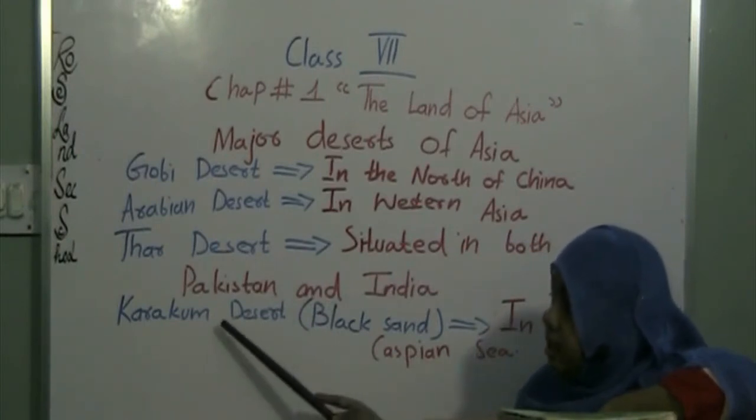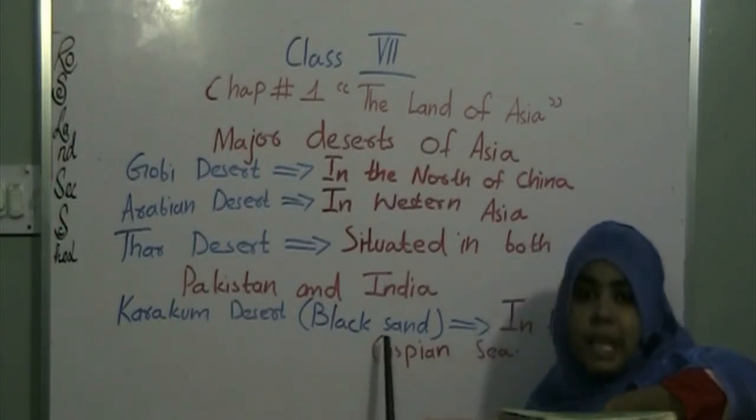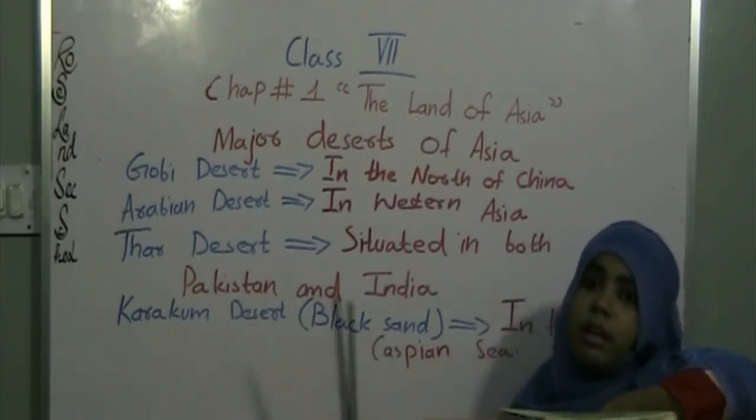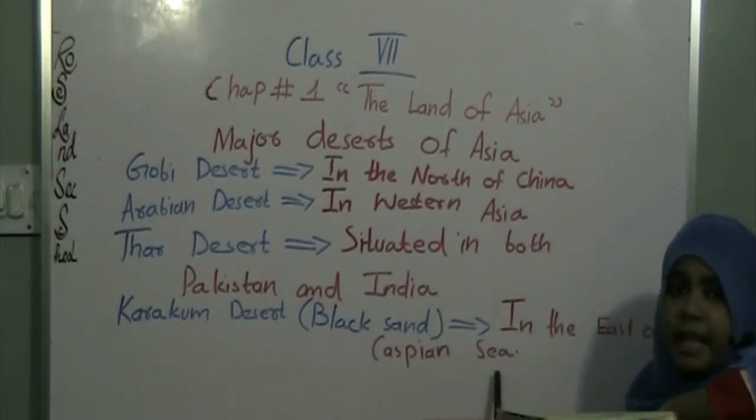And class, then we have the Karakum Desert. Karakum means black sand because of the color of its soil. That is why it is named the Karakum Desert. It is found in the east of the Caspian Sea.